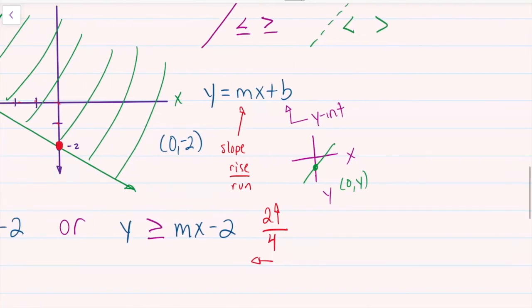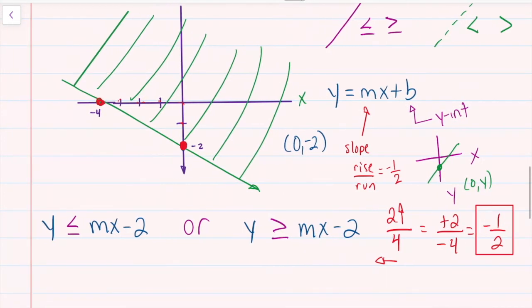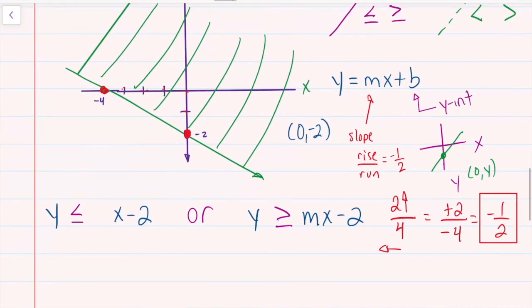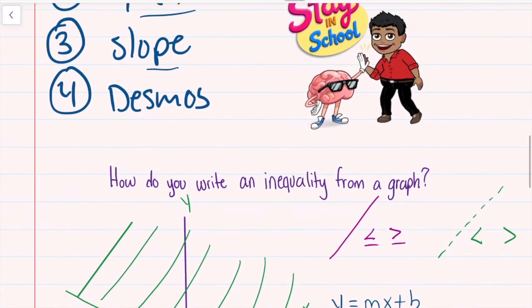So, guys, when I went 2 up, isn't that a +2? And when I went 4 left, isn't that a -4? So we have a negative fraction, but if we were to reduce that, 2 over 4, isn't that -1/2? And we got ourselves the slope, the m. So once again, let's erase the letter m. Let's just put a -1/2 on both. Okay, guys, we are done with step number 3.